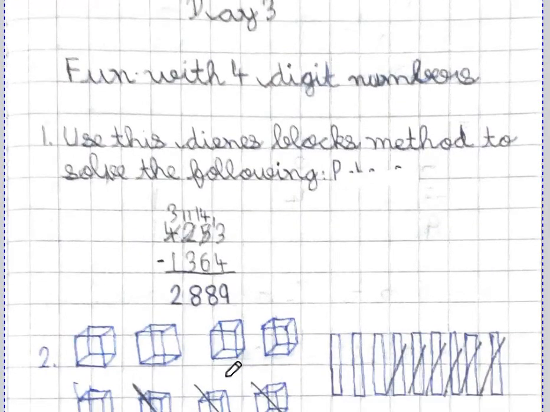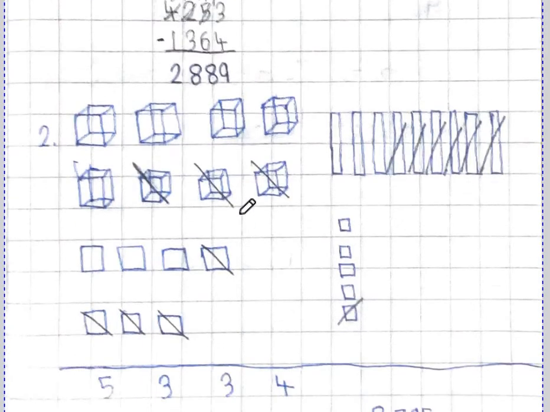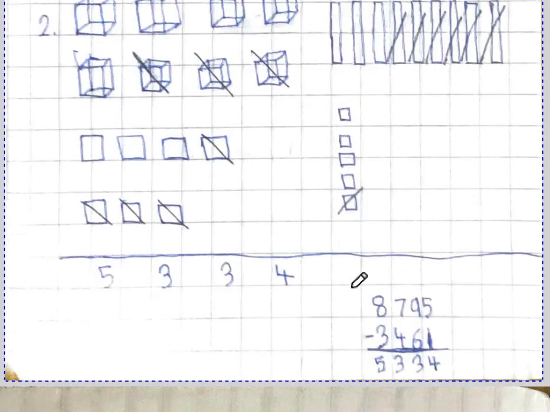Using fun with 4-digit numbers. Use these dice to make this one. Here, what are they asking? They are asking for subtraction, right? Subtraction, how are we doing it in this case? If we are using cubes for the thousands and different shapes for the hundreds, tens and ones, we can do the calculation. That's what they have said here.